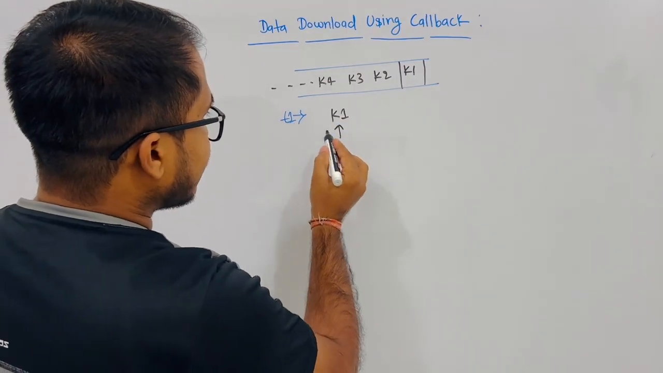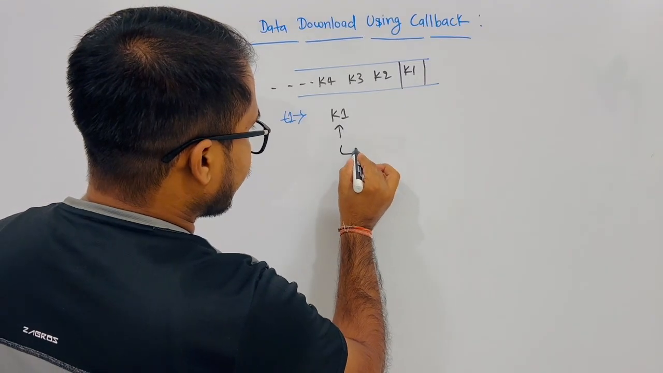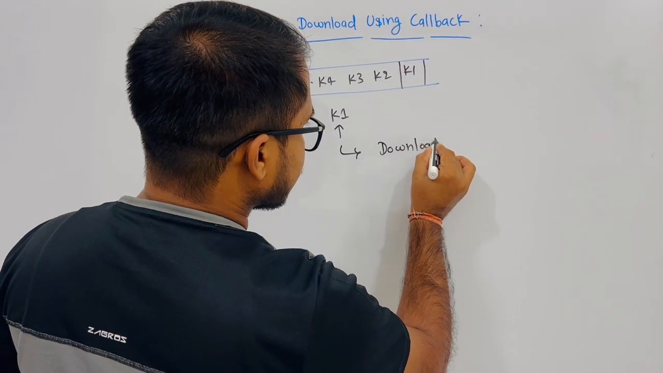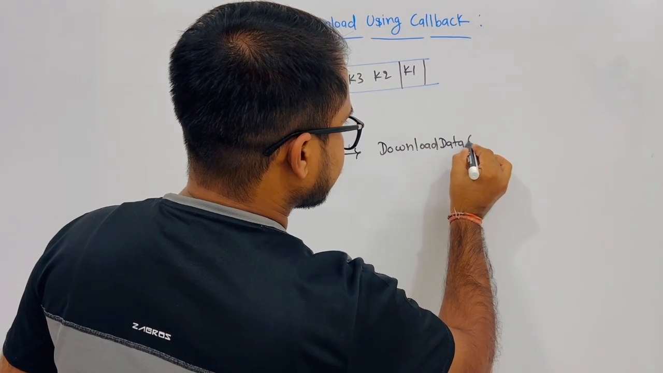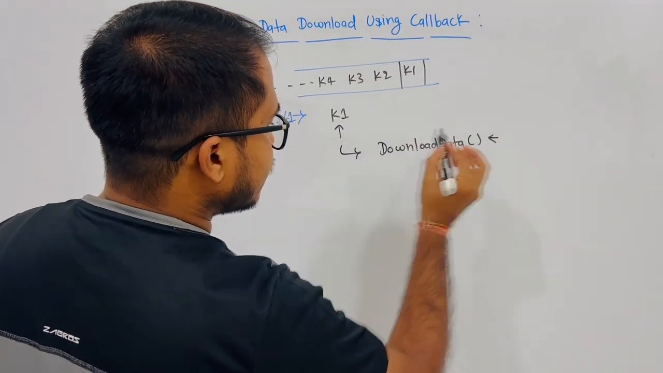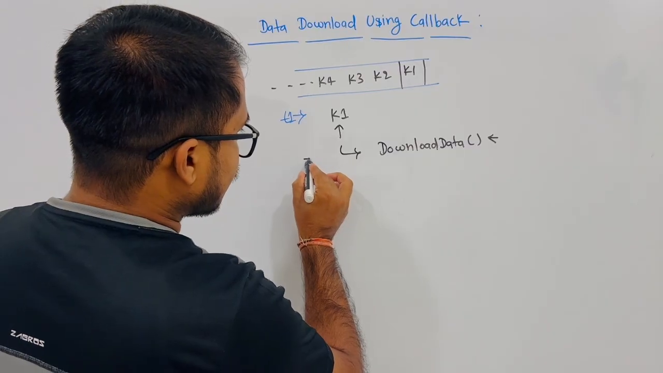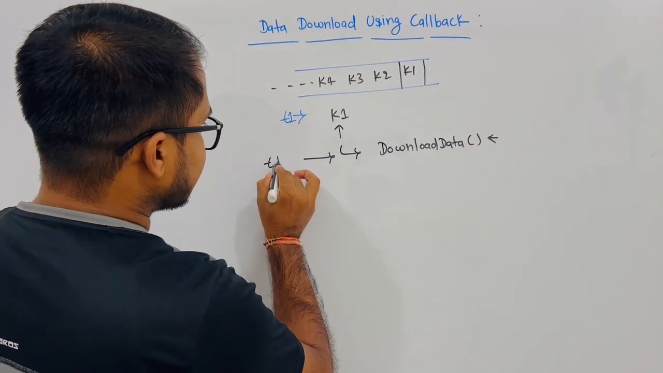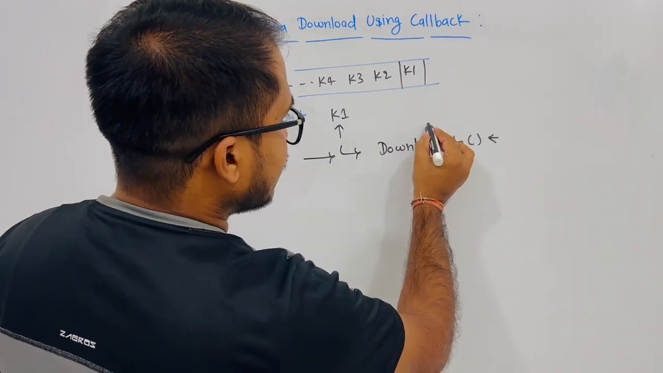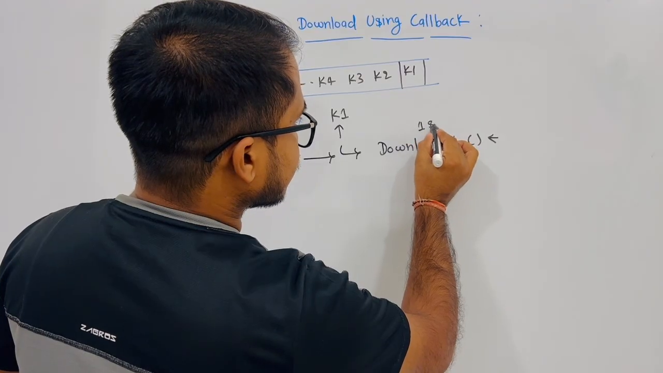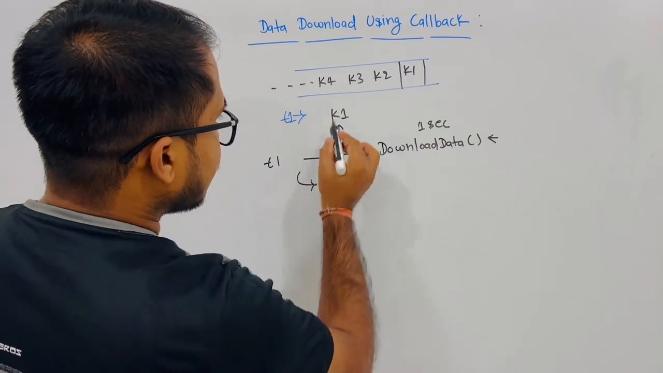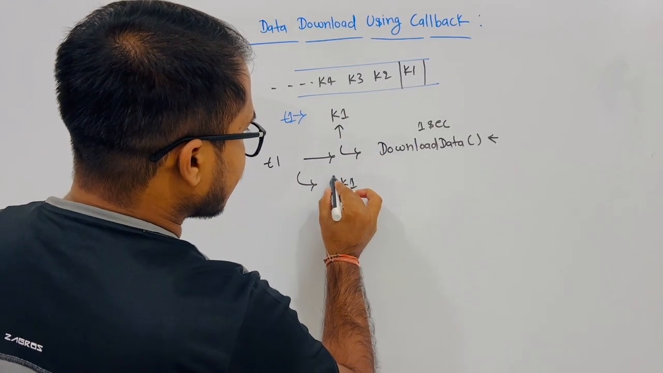Let's say T1 downloads the data using a function call which is called download data. When T1 calls this function, it waits for the response. So T1 is stuck at this point. Let's say this download data call completes in 1 second. Now after 1 second, T1 will proceed ahead and K1's execution will complete.